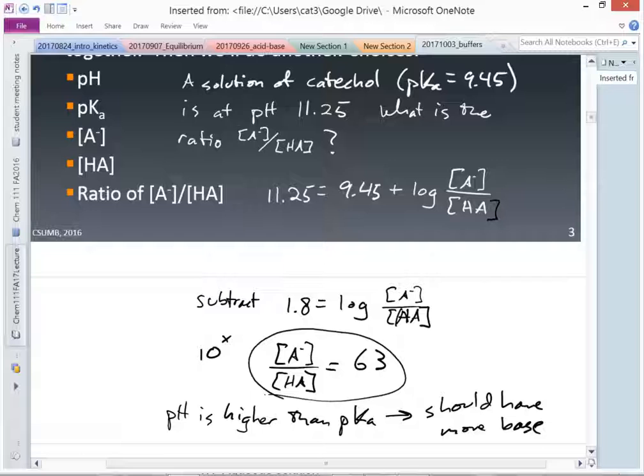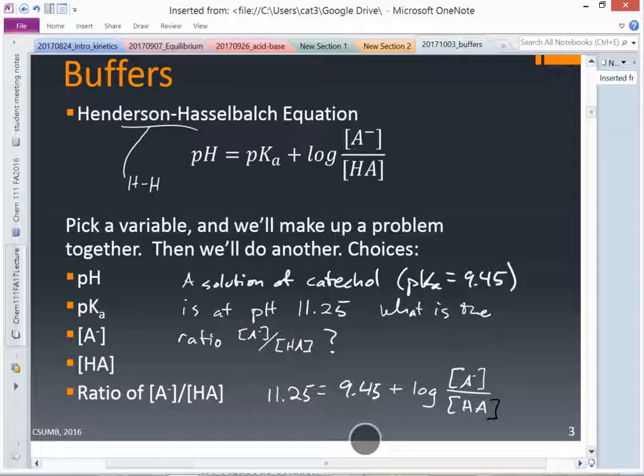Are there questions or thoughts so far on the equation itself in general? The terms in it? Anything? Okay.